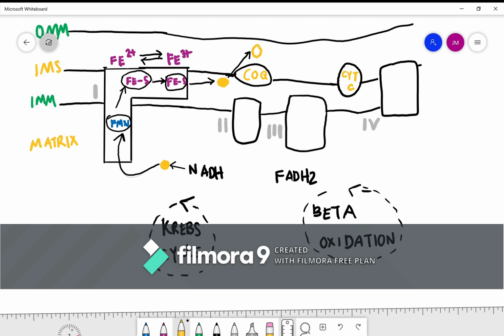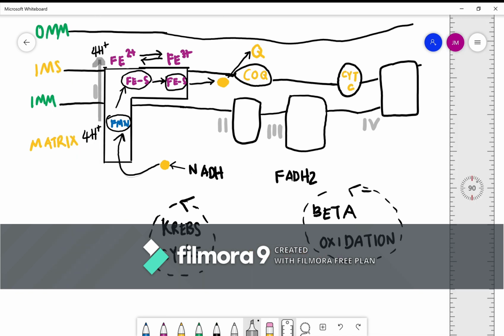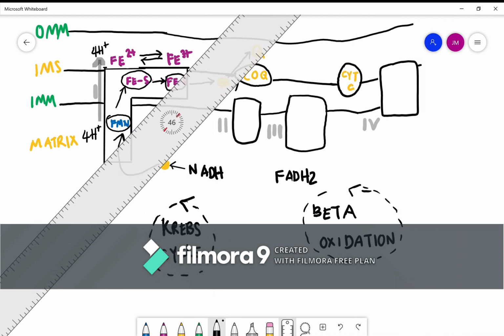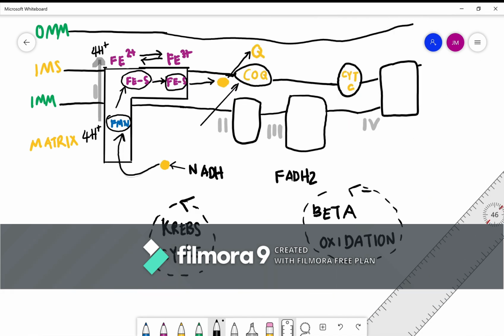Ubiquinol is the reduced, active antioxidant form of coenzyme Q. These redox reactions generate energy, which is used to pump 4 hydrogen ions from the matrix of the mitochondria into the intermembrane space. The coenzyme Q then combines with 2 hydrogen ions from the matrix of the mitochondria and gets converted to the reduced form, ubiquinol.